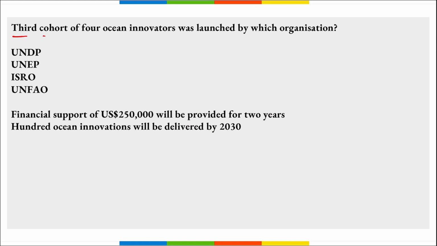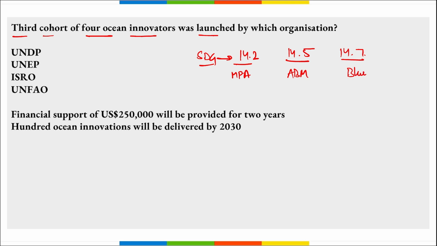Moving on. Third cohort of 4 ocean innovators was launched by which organization? This third cohort of four ocean innovators aims to accelerate the progress on the sustainable development goals, that is for the target 14.2, 14.5 and 14.7. Sustainable development goal 14.2 is for marine protected areas. 14.5 is for area based management and 14.7 is for blue economy. Correct. So the third cohort of four ocean innovators was launched by which organization? It was launched by United Nations Development Program. The headquarter of this is in New York, USA.